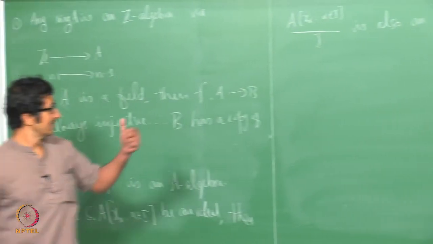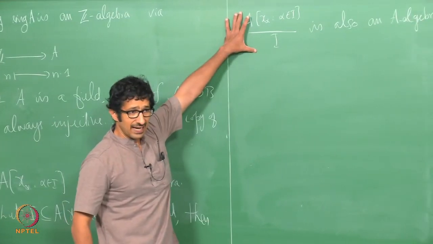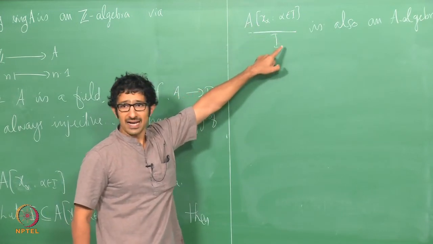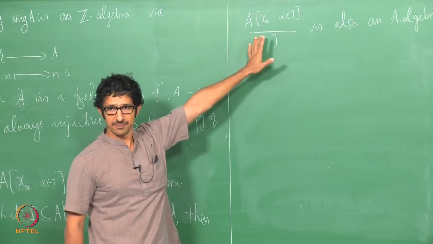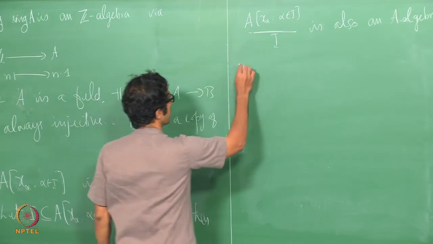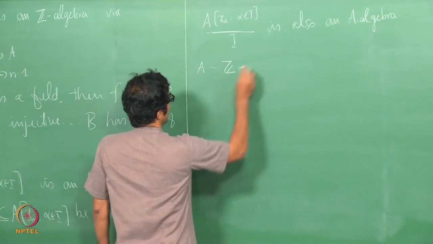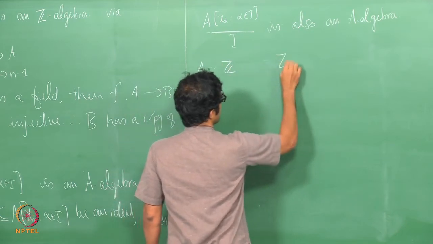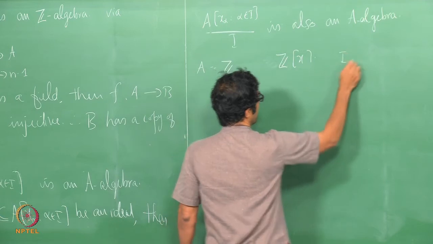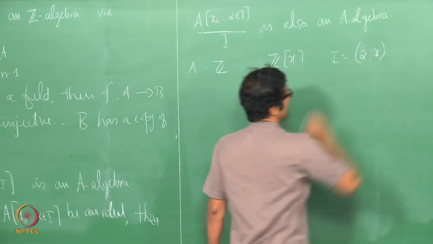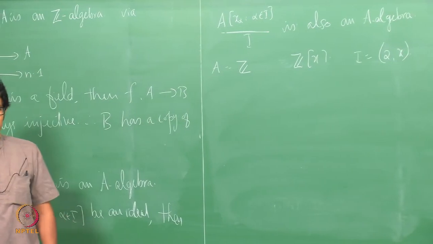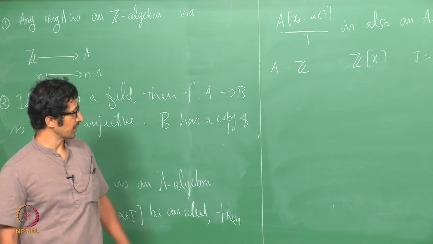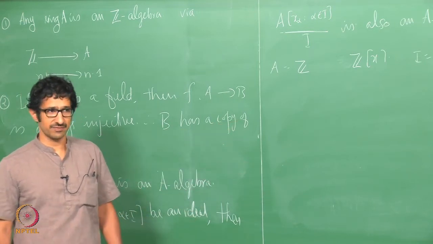In this case, this map A to A x alpha mod I need not necessarily be injective. For example, if your ring A is Z and this A algebra is Z[x], and you take the ideal I to be (2, x), then this map A to Z[x] mod I is not injective, right.